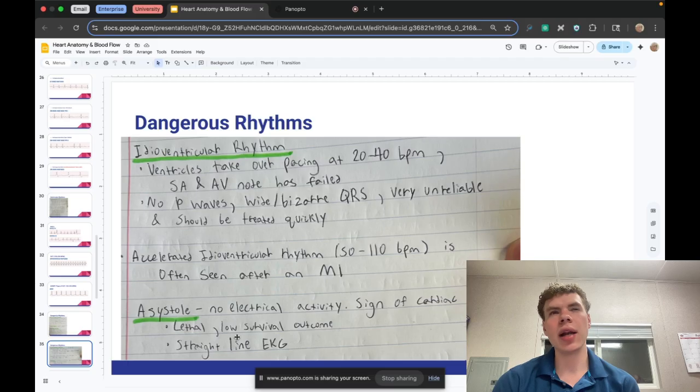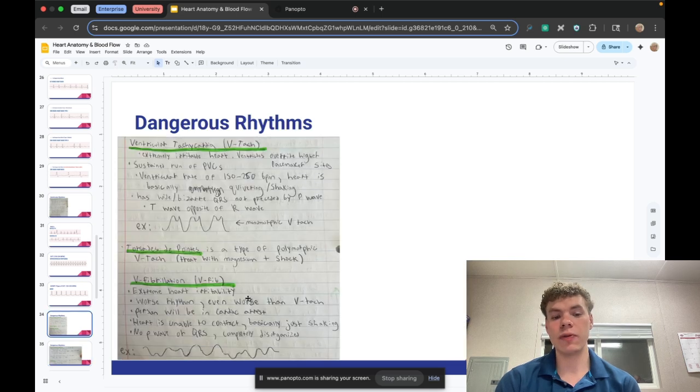99.9% of the time, the person is dead, right? And CPR is not going to be able to help them, basically. You can't even shock asystole. VTAC and VFib, you can shock.